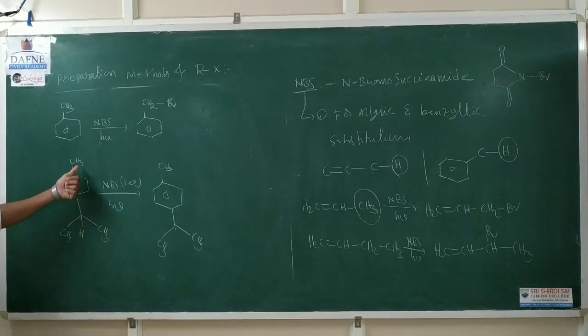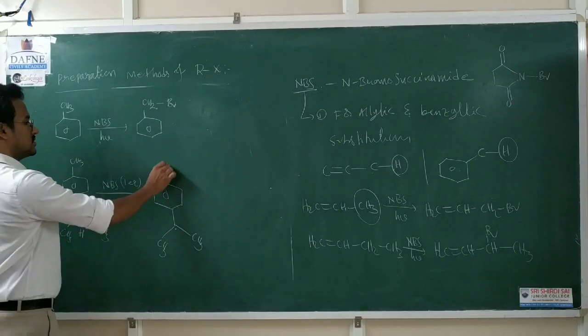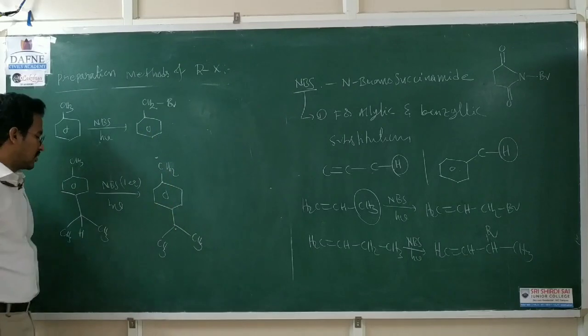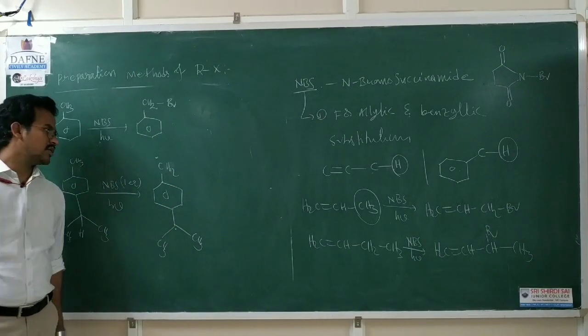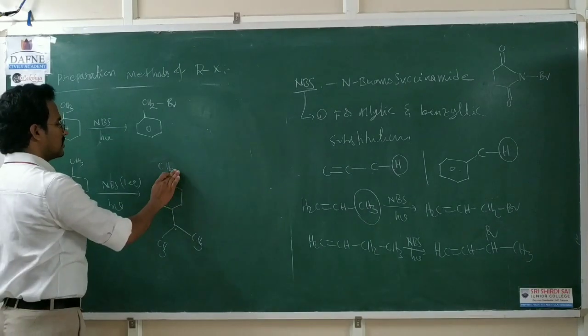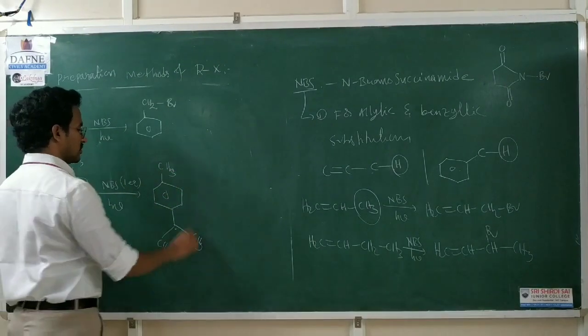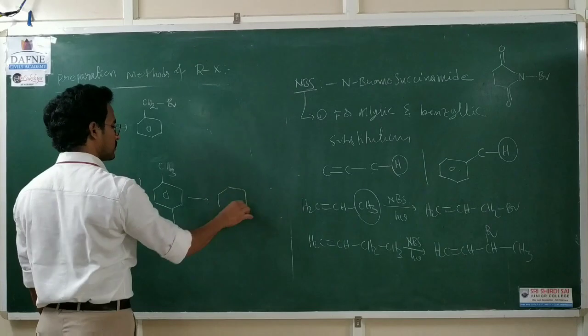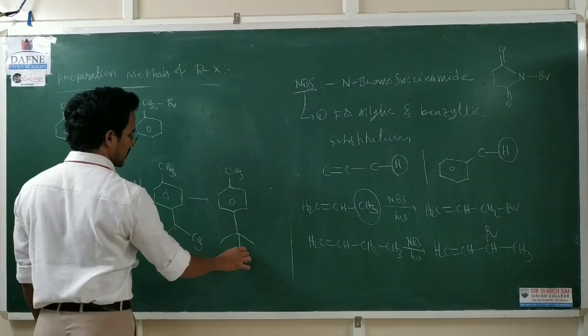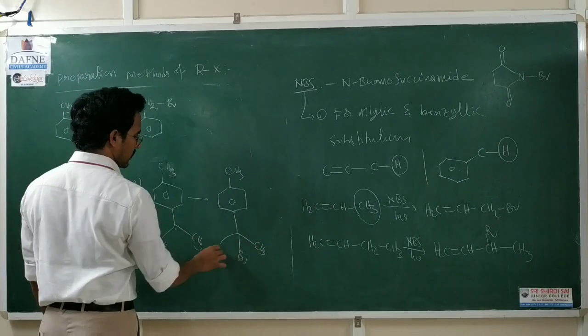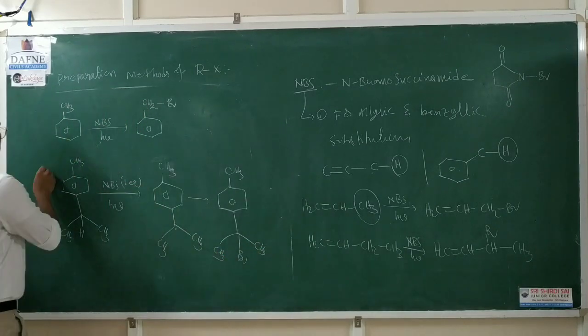Okay? By removal of this hydrogen, we get the primary CH2 radical. By removal of this hydrogen, we get the tertiary radical. Between these two, which is more stable? The tertiary radical is more stable. So that's why substitution takes place on the other alkyl group. Okay, about this one.